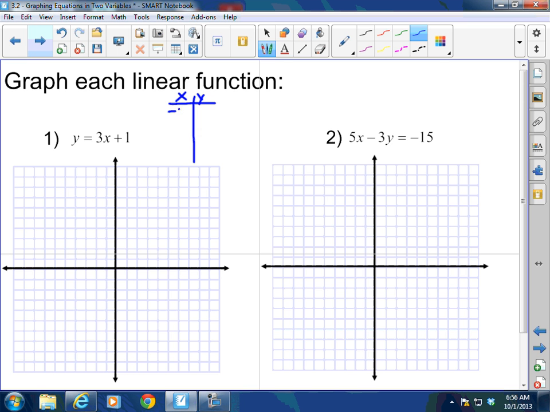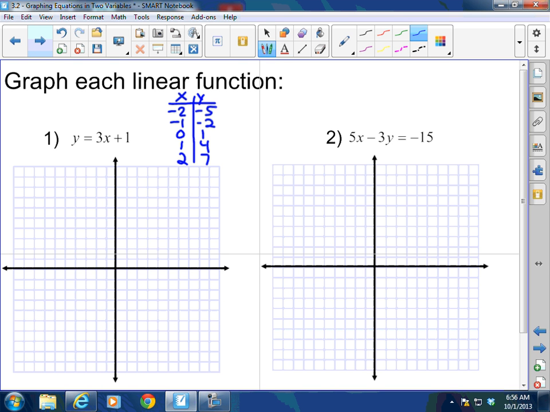Let's use my moral 5: -2, -1, 0, 1, and 2. When x is -2, -6 plus 1 is -5. When x is -1, -3 plus 1 is -2. When x is 0, y is 1. When x is 1, y is 4. And when x is 2, y is 7.